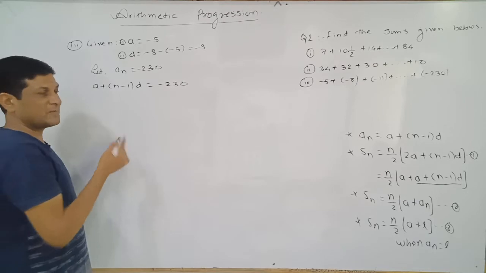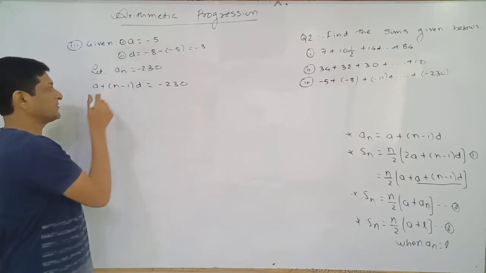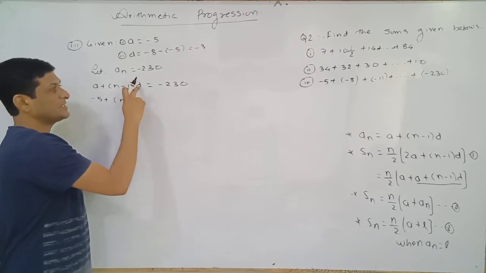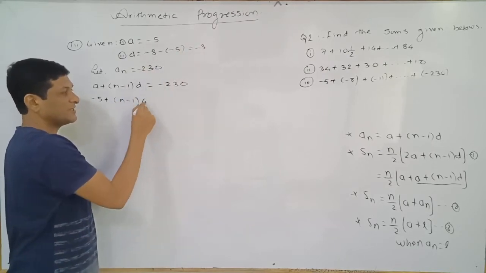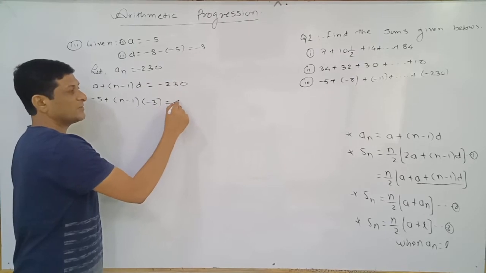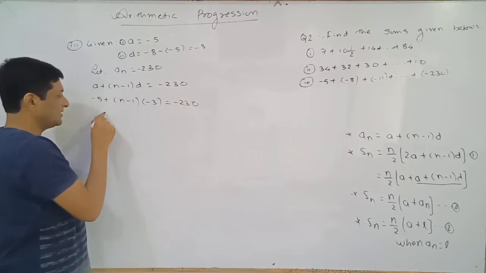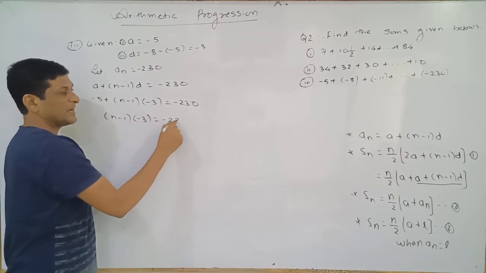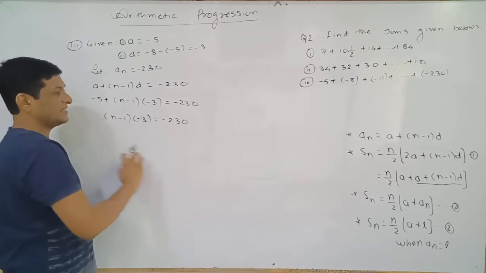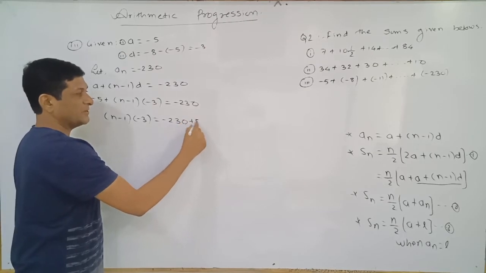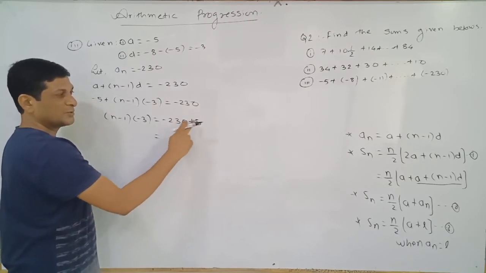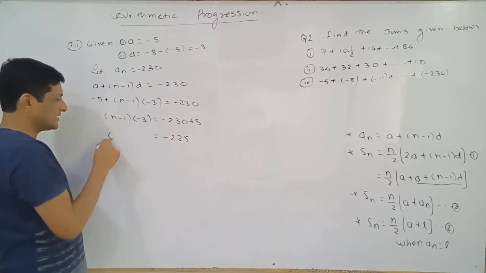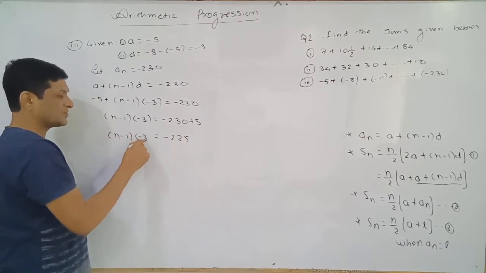So now substitute the value of a is equals to minus 5 plus n minus 1, keep it as it is, replace d by its value. Value of d is equal to minus 3, is equals to minus 230. So here n minus 1 into minus 3, keep it as it is. On this side minus 230 also as it is. Minus 5 on this side will become plus 5. So which is equal to minus 230 plus 5 is equal to minus 225.